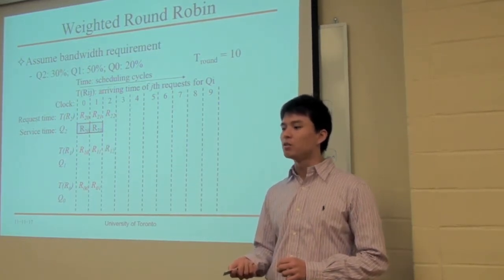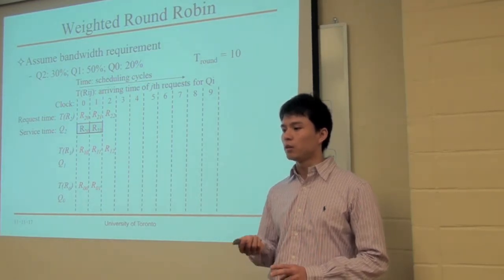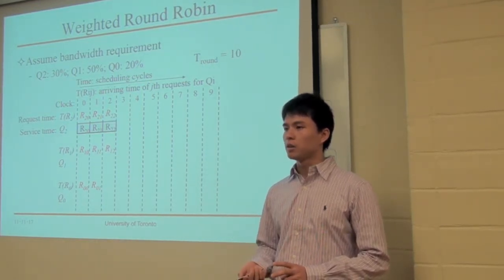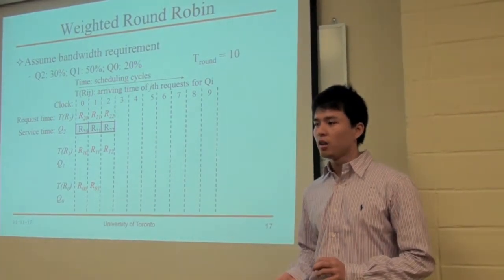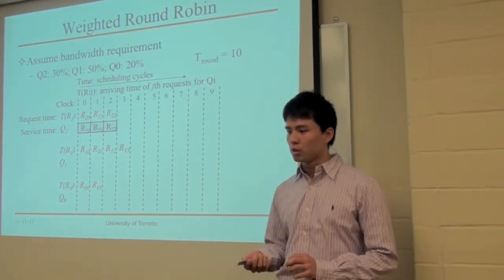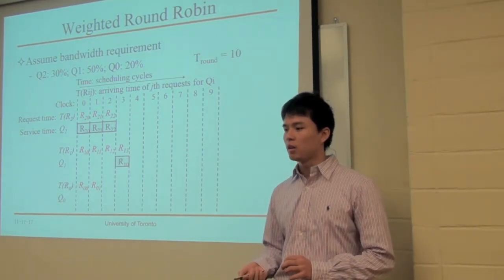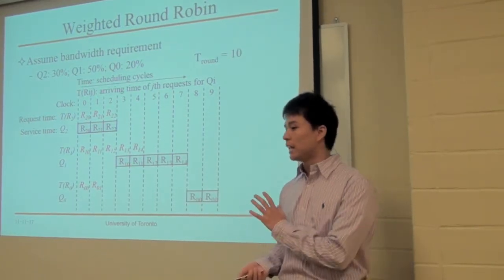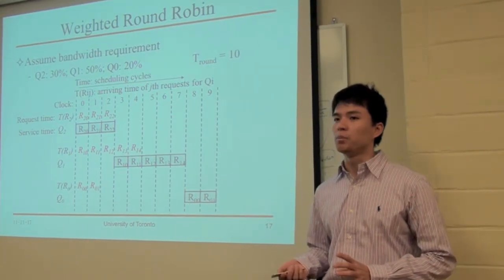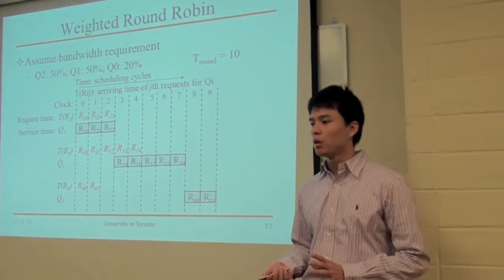In the third cycle, 2 more requests arrive and still port 2 gets the service. Now port 2 has already exhausted its scheduling credit. The WRR will switch to service port number 1, and so on and so forth. So Q0 only gets service in the last 2 cycles. We can see that the WRR can support a bursty service for each port.